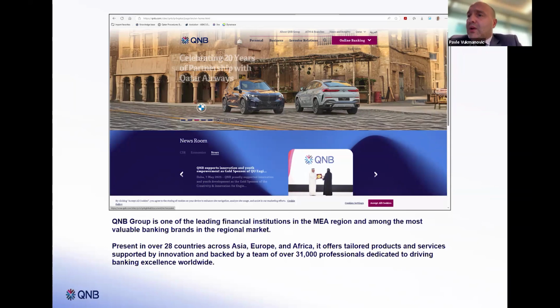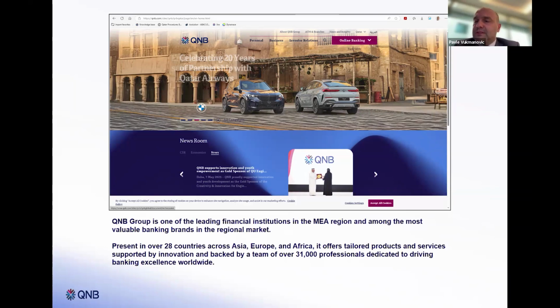Now, in regards to our credit ratings, we have an amazing credit rating, I would say, for the banking industry. We have both Standard and Poor's and also Fitch credit rating of A+. We are recognized as the most valuable banking brand in the Middle East and Africa, and our brand is worth $9.4 billion USD. And currently, we are the 39th most valuable banking brand in the world.